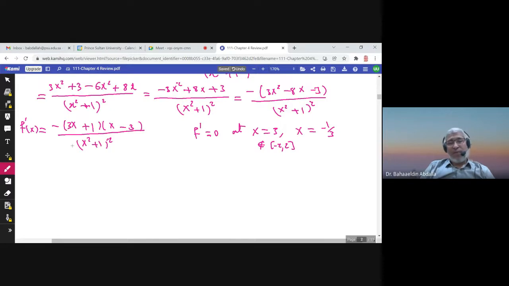Well, f double prime, a lot of work, so I can test the signs and use the first derivative test. From negative 2 to 2, and I have negative 1 over 3 in the middle.